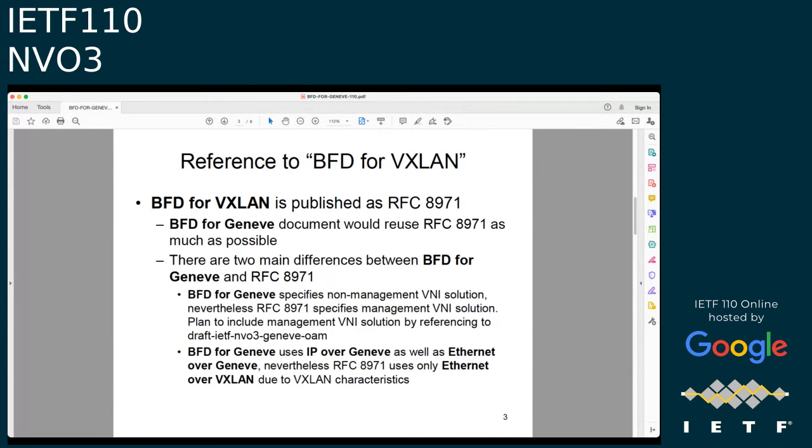Number two, BFD for Geneve uses IP over Geneve as well as Ethernet over Geneve. Nevertheless, RFC 8971 uses only Ethernet over VXLAN due to VXLAN characteristics. Next slide, please.